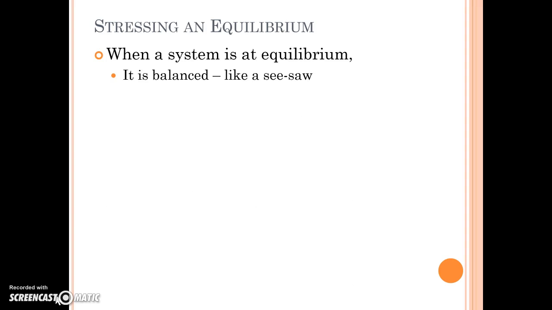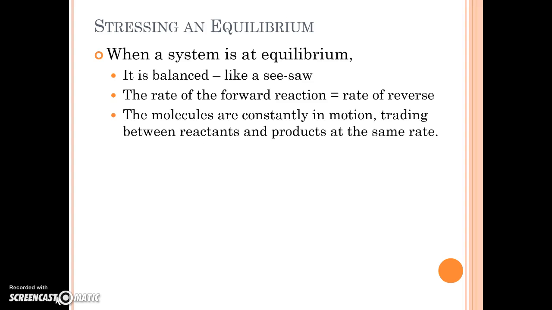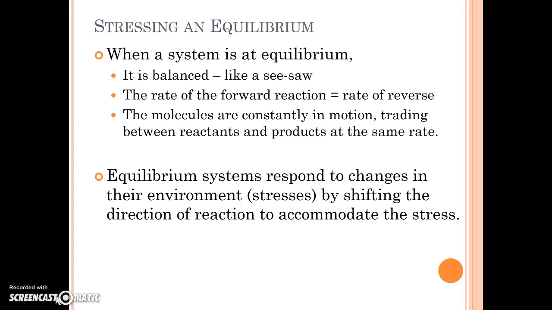When a system is at equilibrium, it's balanced like a seesaw, and the rate of the forward reaction equals the rate of the reverse reaction. So you start off with a system with 0 products, 100% reactants, and after a certain amount of time, they even out. The rate of forward and the rate of back even out, so the concentrations have stabilized. The molecules are constantly in motion, trading between reactants and products, but it's happening at the same rate.